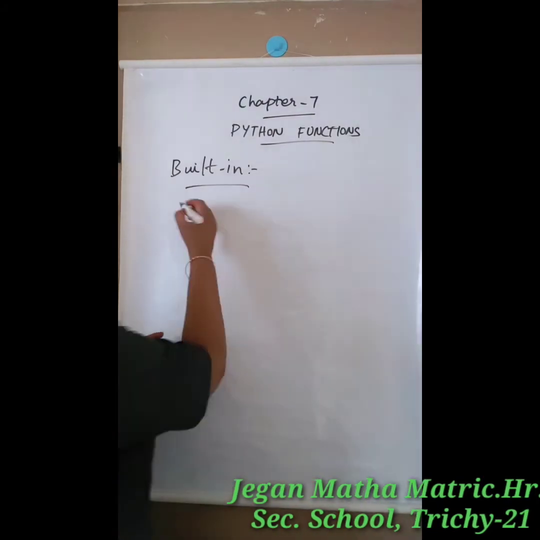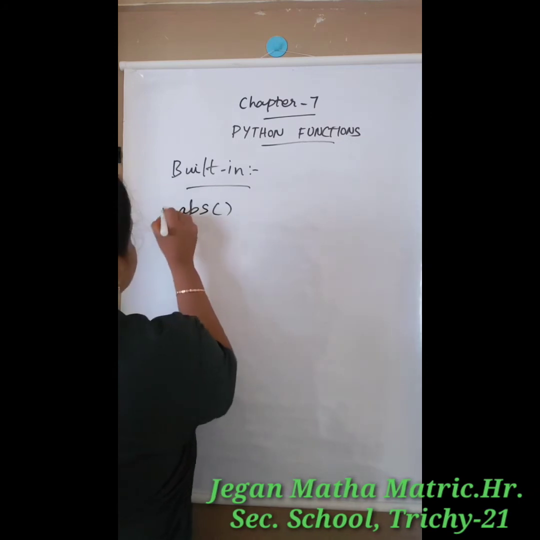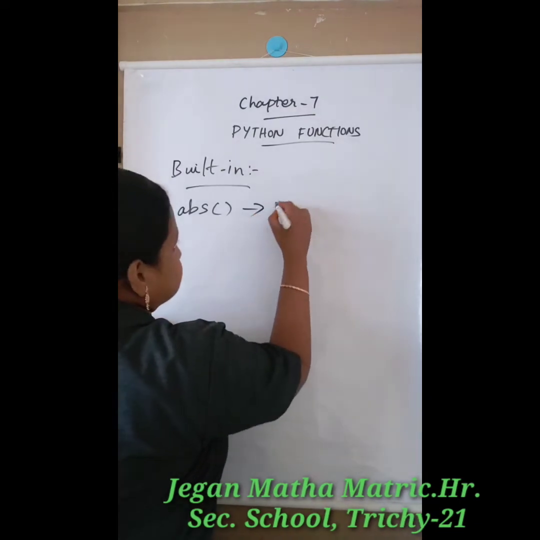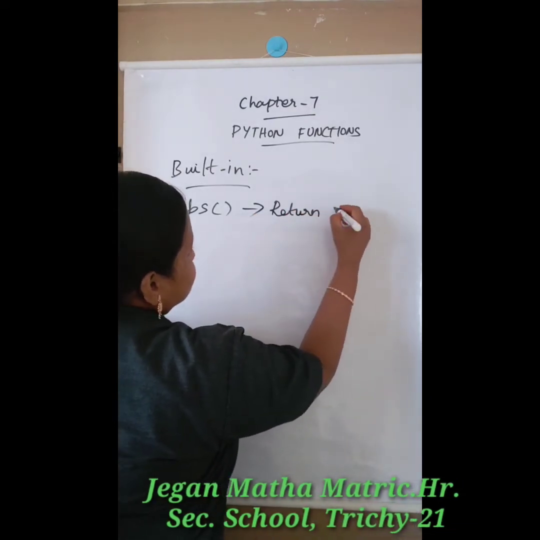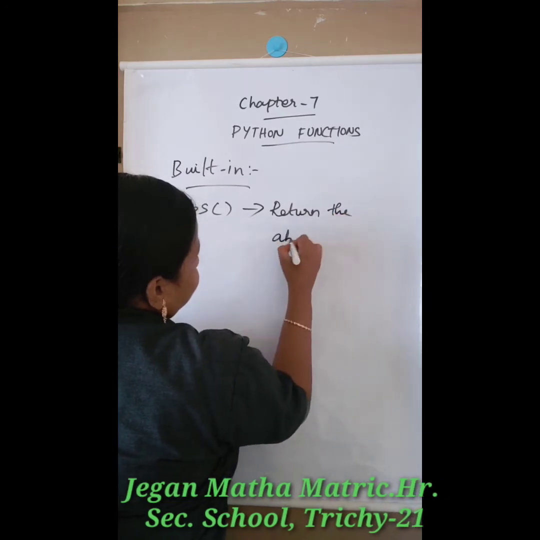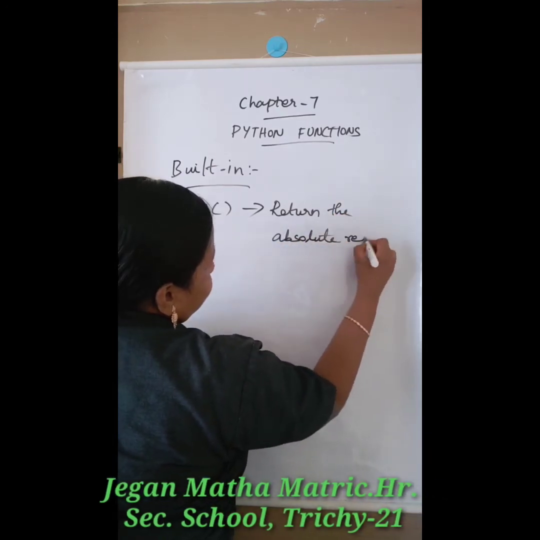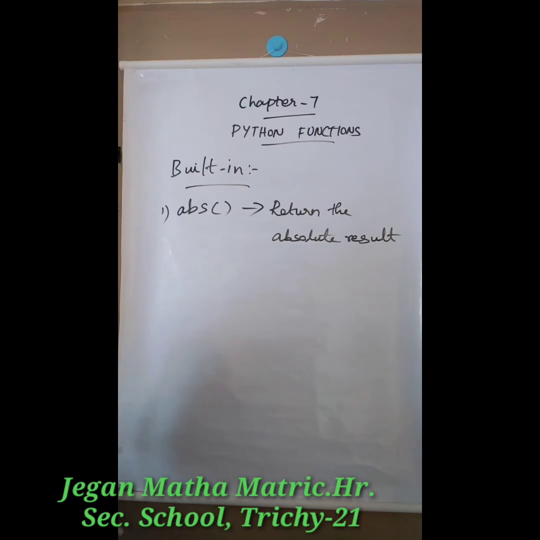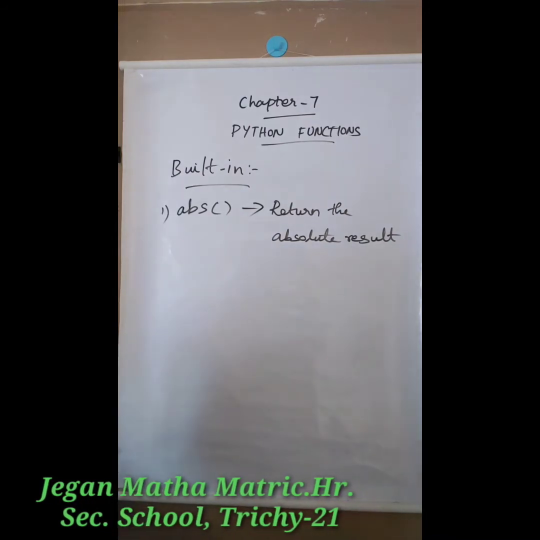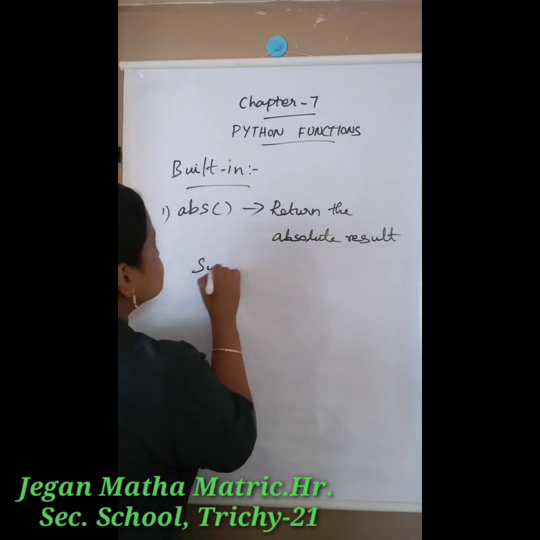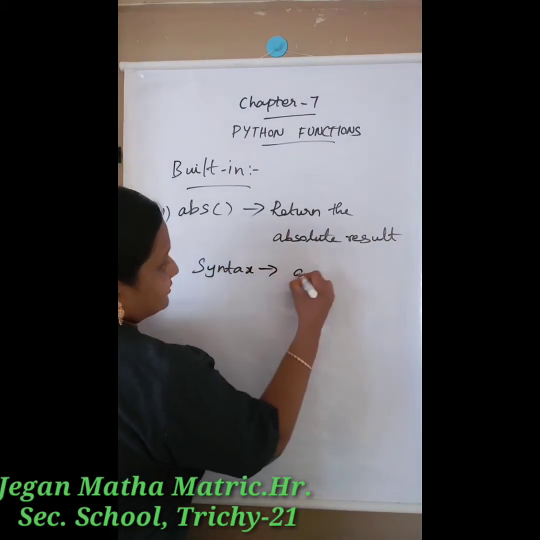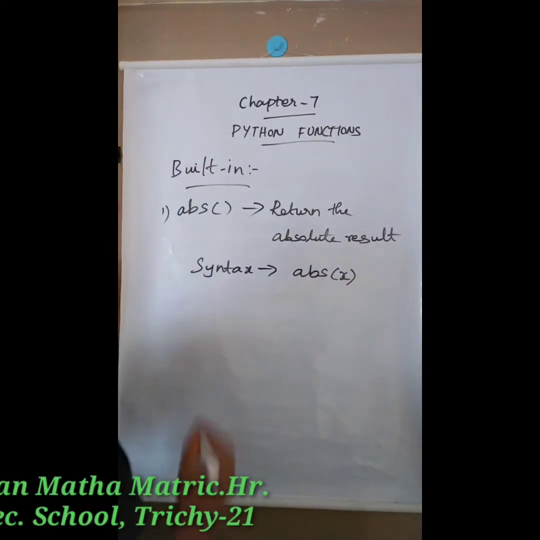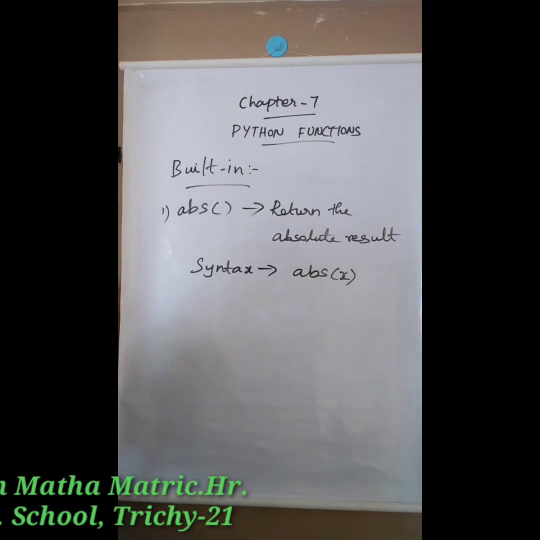The first one is ABS, that is absolute. What is the use of this function? It returns the absolute result, that is, it produces the exact result. The arguments may be an integer, floating point numbers, anything. The syntax of this function is ABS, then the argument. Now, let us see the example for this absolute function.